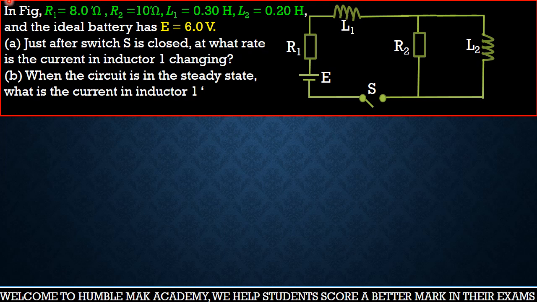The question says that in the figure, the resistor R1 has a value of 8.0 ohms, R2 has a value of 10 ohms, the inductor L1 has a value of 0.3 henries, and L2 has 0.2 henries. The ideal battery has EMF E, which is 6.0 volts. Part A: just after the switch S is closed, at what rate is the current in the inductor L1 changing? Part B: when the circuit is in a steady state, what is the current in the inductor L1?